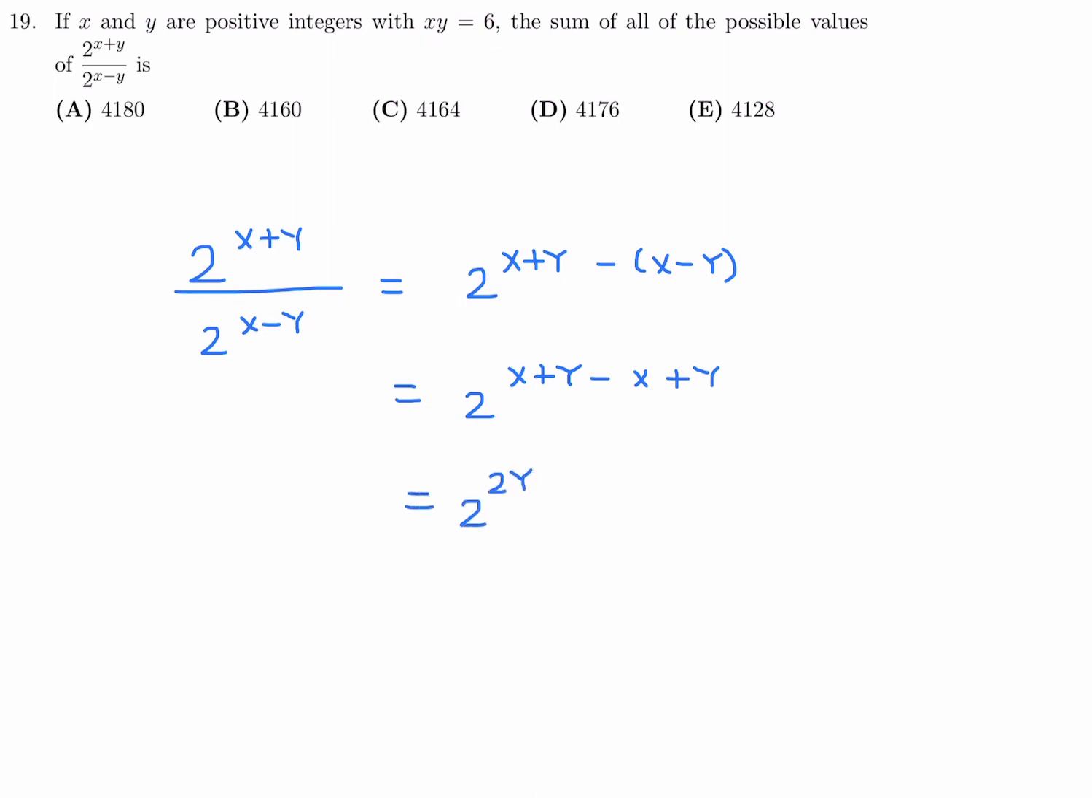Now let's look at x times y is equal to 6. Let's make a little table for ourselves.